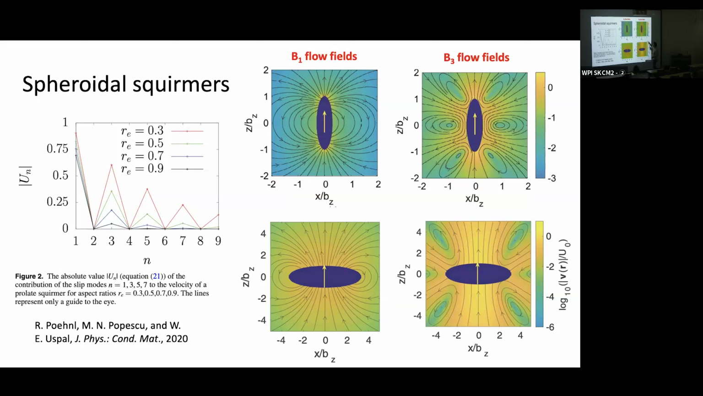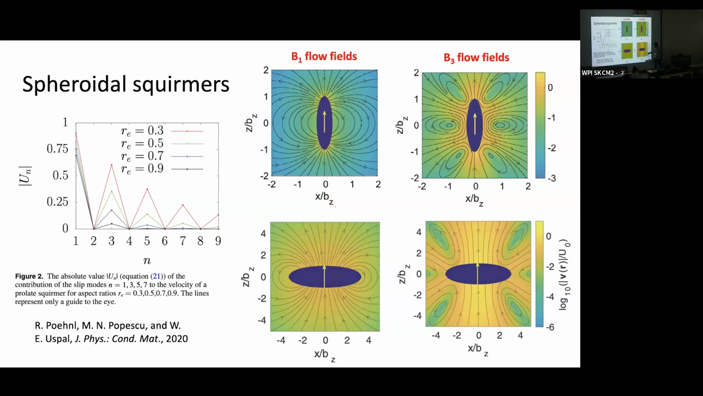So if I have a B3 mode, that will also contribute to the velocity, as shown here. Here are the contributions of the different modes to the velocity. You see B1 contributes the most, but B3 contributes something, B5, etc. And this is for different aspect ratios. As you make it more sphere-like, these higher order contributions go away. Again, you see this nice dipolar form with B1, but B3 has these interesting vortices. So maybe this is important for the swimming of elongated microorganisms, that they can swim and generate vortices.